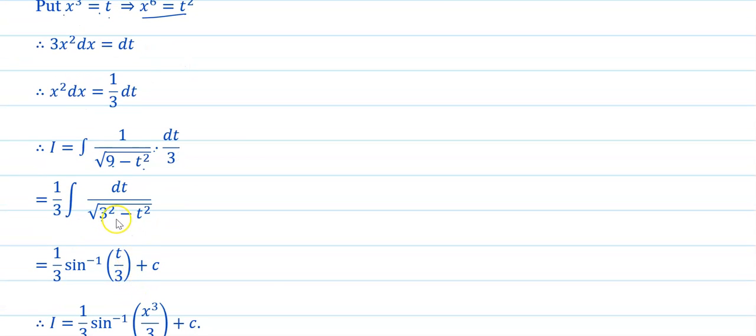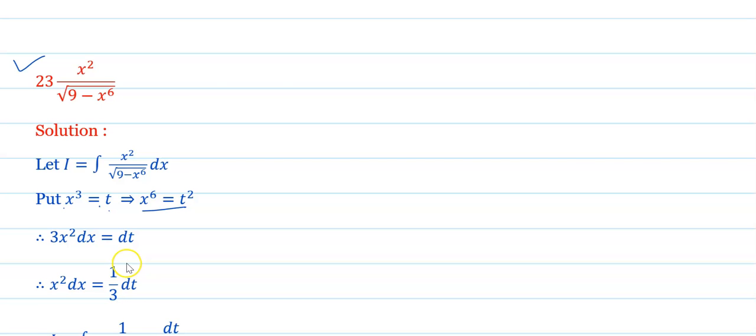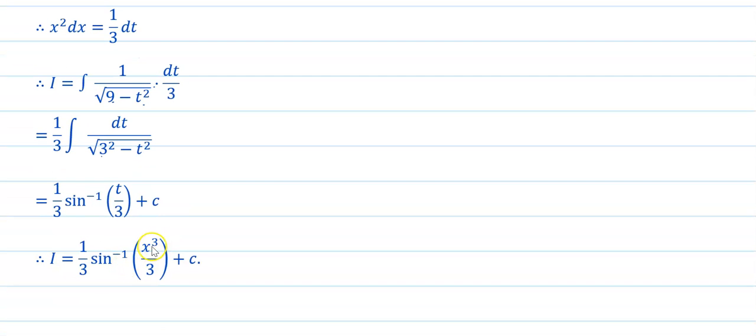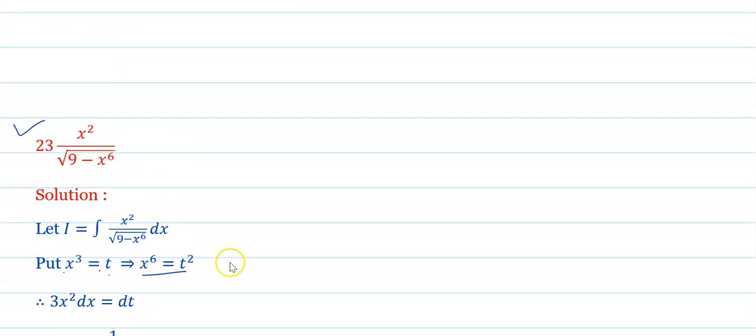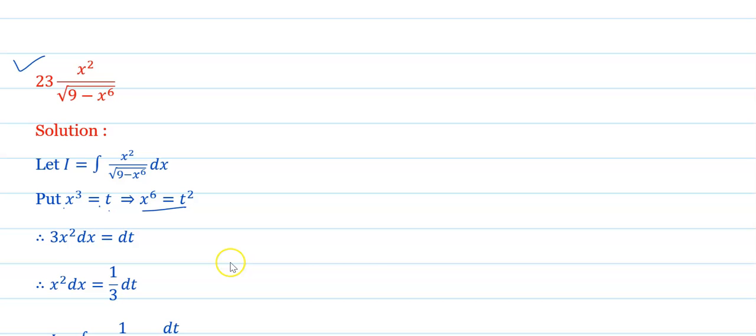And this is nothing but, what is the derivative of sine inverse of x? That is 1 upon root of 1 minus x square. Similarly here the integral of dt upon root of 3 square minus t square is sine inverse of t upon 3 plus c. Okay. Now replace the value of t. T is x cube, and hence I is equal to 1 by 3 sine inverse of x cube upon 3 plus c, and this is the answer. Easy problem, nothing too difficult. Okay.